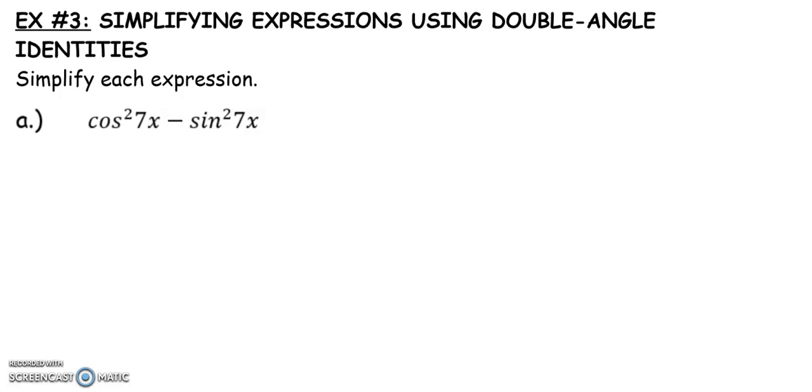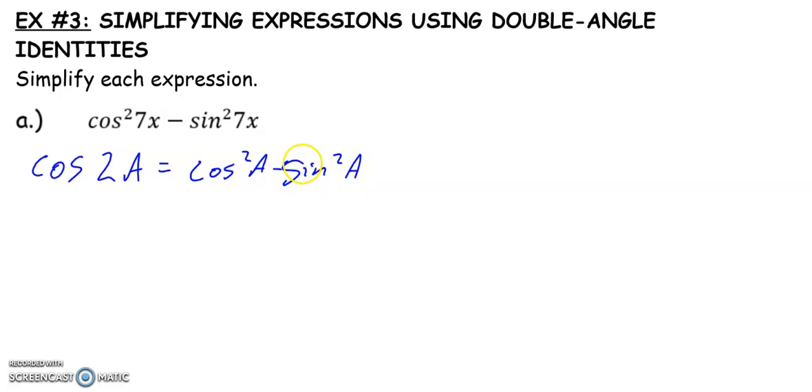What we're going to do in example 3, A, B, and C, is take what they've given us and see if we can simplify it using our double angle identities. What I noticed right off the bat in this one is I've got cosine squared 7x minus sine squared 7x. That looks a lot like the other half of this double angle identity. I know the cosine of 2a equals cosine squared a minus sine squared a. So this looks a lot like this, where we can see that a is 7x.